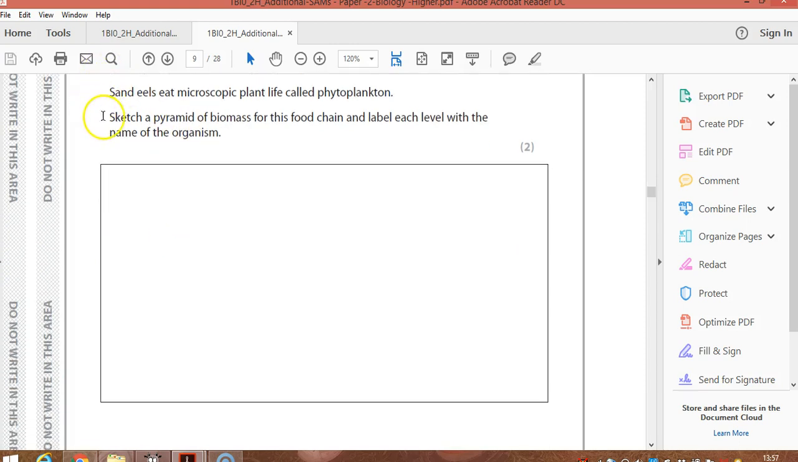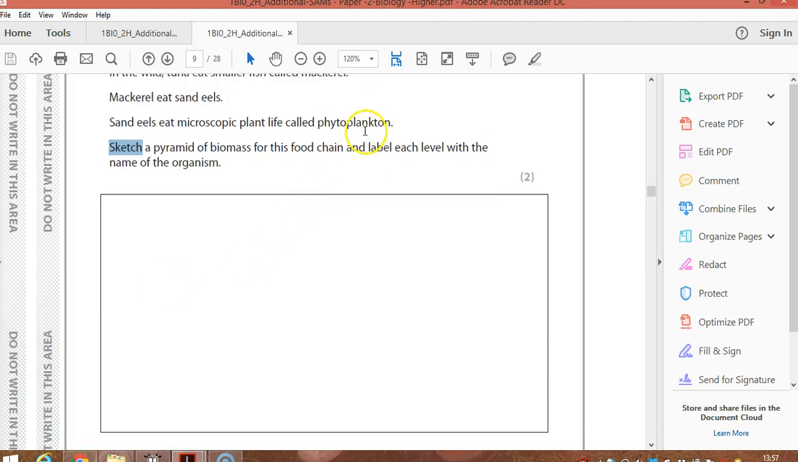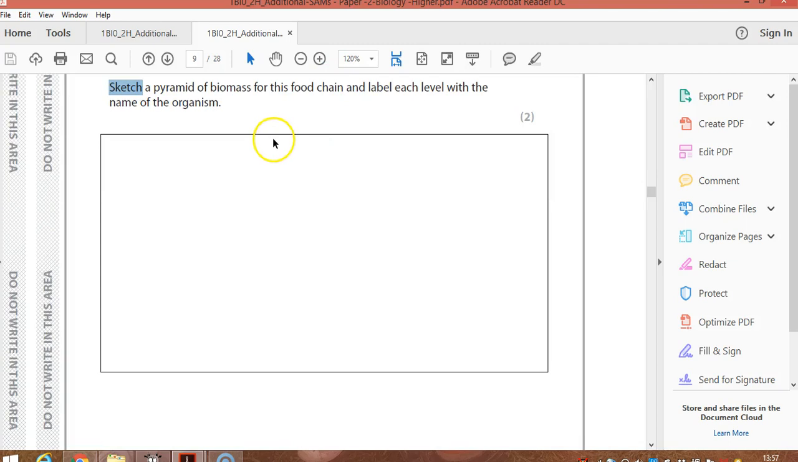So a couple of words here. Sketch means you don't have to do anything to scale. If you sketch a graph, you are just sketching the line, which way the line will go. So if you're sketching a pyramid of biomass, you just have to show which bit is bigger than the other. You don't have to show how much bigger. And then label. Label's pretty easy. You just need to say which one's which. Okay, so off you go, draw a pyramid.